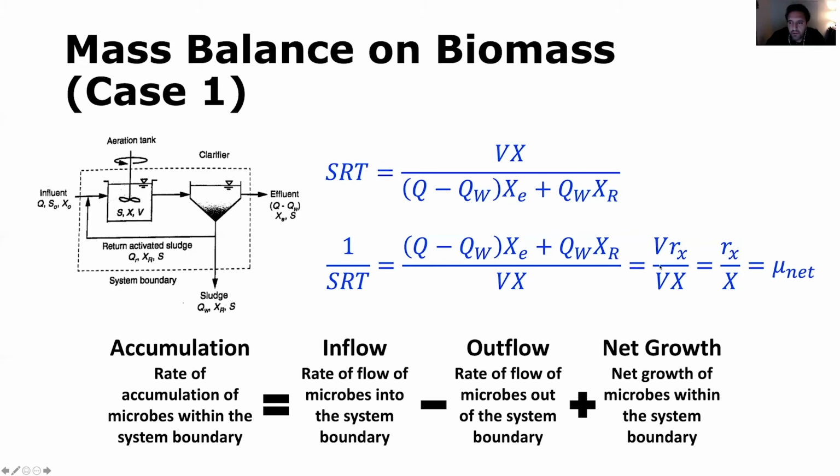That is equal to V times Rx divided by V times X, because we know that this numerator here is equal to the volume times the net growth rate. So here the V's cancel out, and what we're left with is the specific growth rate, Rx divided by X, which we also call mu net, the net specific growth rate. All right, so this is an important connection here, that 1 over the solids retention time is equal to mu net.